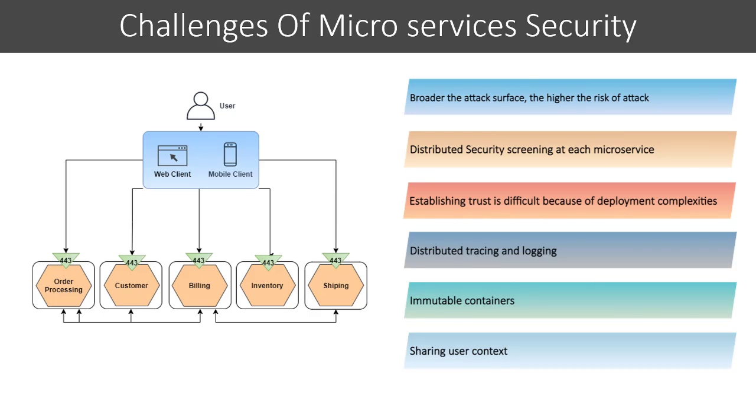The next challenge is that establishing trust is difficult because of deployment complexities. It is difficult to manage deployment of a large number of services. It is common that an organization can grow into hundreds or thousands of microservices. Considering such a large number of microservices, having ephemeral deployment makes it difficult to manage deployment and establish trust for secure inter-service communication. The next challenge is distributed tracing and logging.